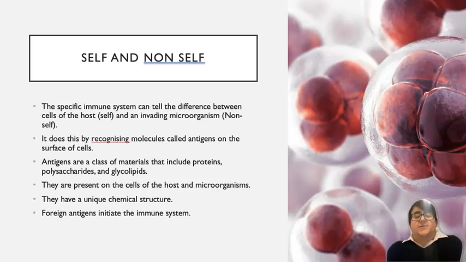Antigens are a class of materials that include proteins, polysaccharides, or glycolipids. They're present on the cells of the host and the microorganism, and they have a unique chemical structure. Foreign antigens, ones that aren't generally found in our body, will initiate the immune response.